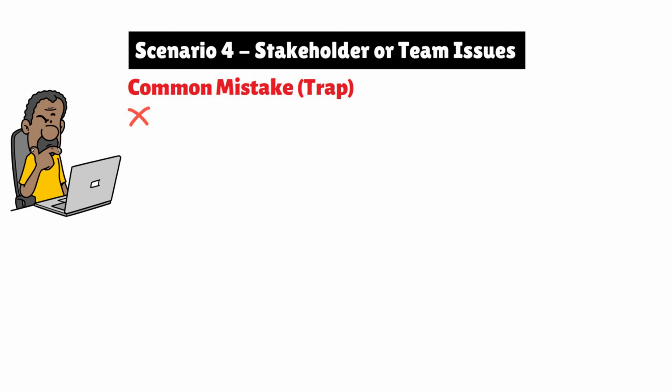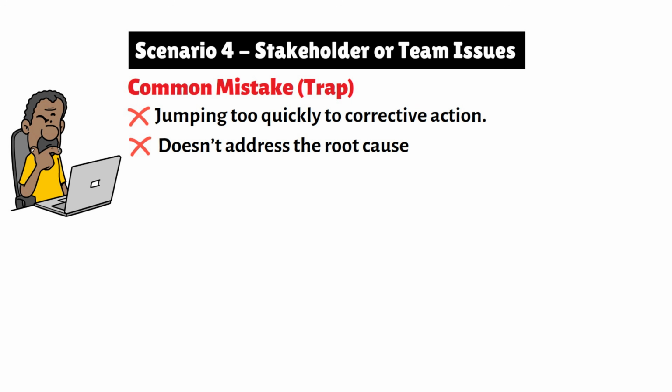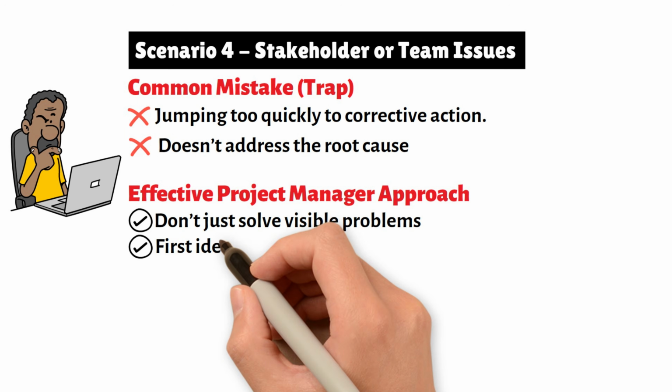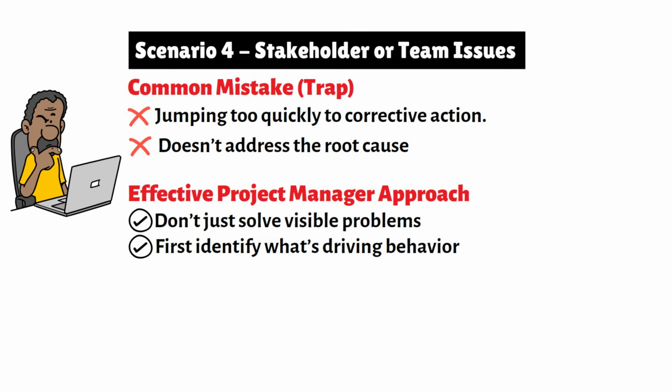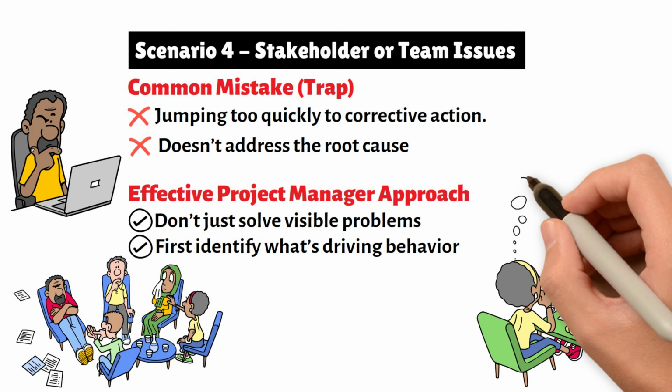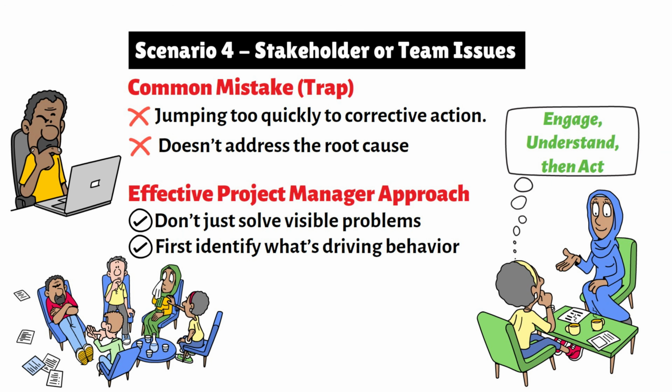Another subtle trap here is jumping to corrective action too quickly. Even if the solution sounds reasonable, it may not address the real issue. Strong project managers don't just solve visible problems, they first understand what's driving the behavior. So in stakeholder and team scenarios, the correct mindset is engage, understand, then act.